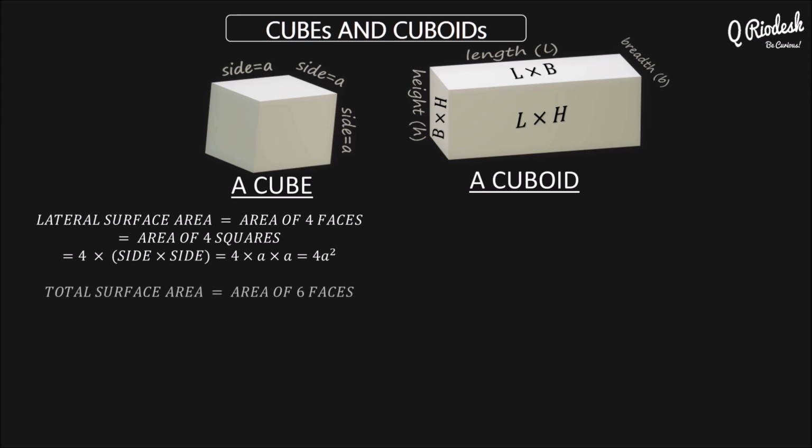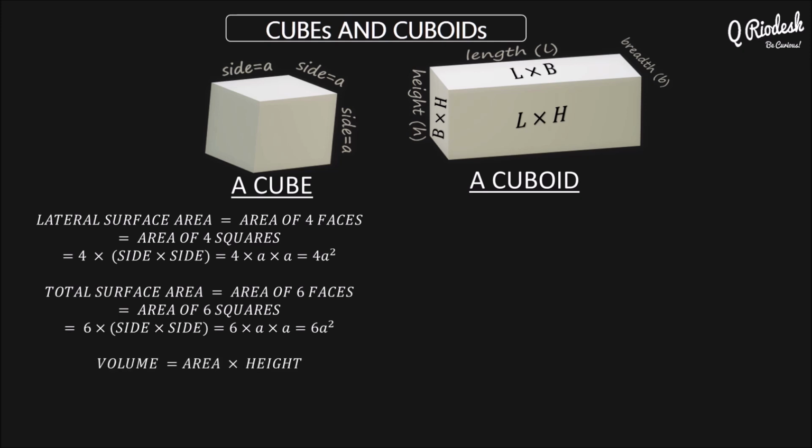The total surface area means the total surfaces involved there. There are 6 square surfaces involved in a cube, so we will just calculate the area of 6 squares. So 6 times the area of each square, which is side multiplied by side, so 6 times a squared.